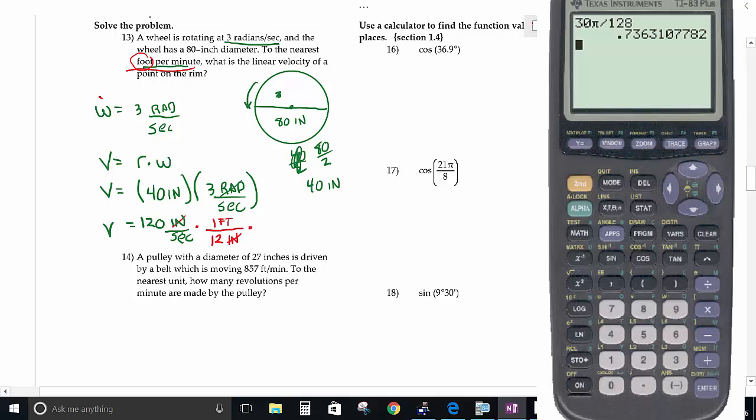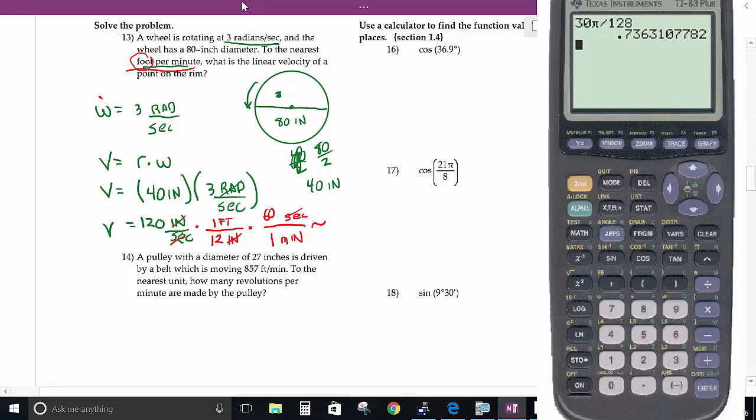Okay, now I need to convert the seconds to minutes. So again, the seconds need to be on top so they will cancel. So we're going to end up with 1 minute makes up 60 seconds. And then we can go to our calculator and crunch out the answer then.